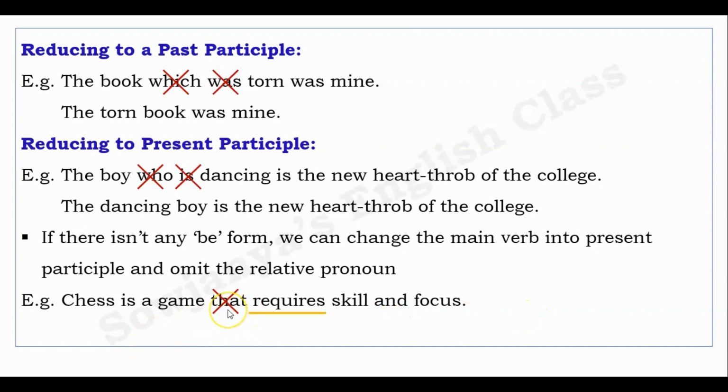As a rule, first omit the relative pronoun. Here it is that. And then chess is a game requiring skill and focus. So requires has become requiring. That is V1 plus ing. It is also called as present participle. Okay, chess is a game requiring skill and focus. Whenever we don't have any be form in the adjective clause, we can change the main verb into V1 plus ing, and as usual we can omit the relative pronoun. We will get reduced adjective clause.